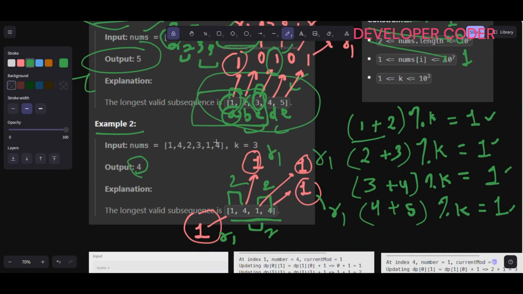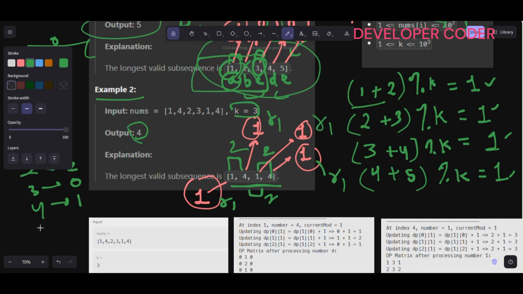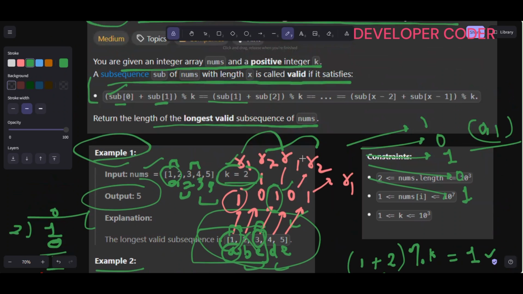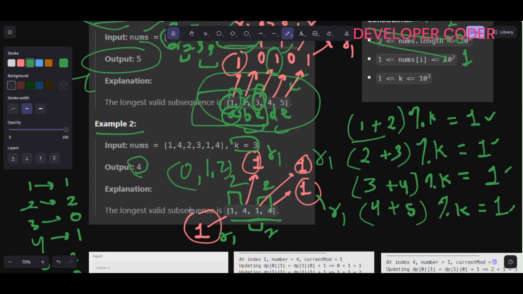Same way, for k equal to 3, take any numbers 1 2 3 4. If you divide 1 by 3, you get remainder 1. Dividing 2 by 3, you get 2. Dividing 3 by 3, you get 0. Dividing 4 by 3, you get 1. Dividing 5 by 3, you get 2. Dividing 6 by 3, you get 0. So the remainders go from 0 to k minus 1, that is 0 1 2. Here also 0 1.